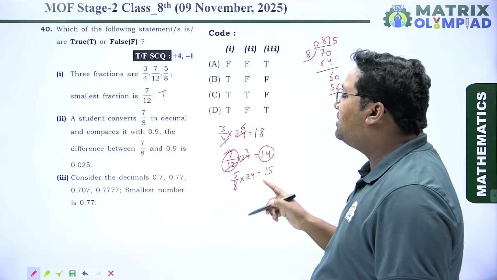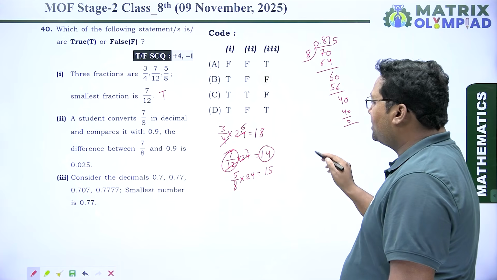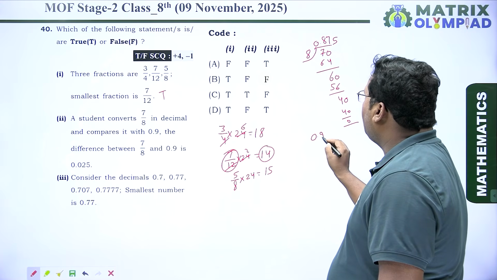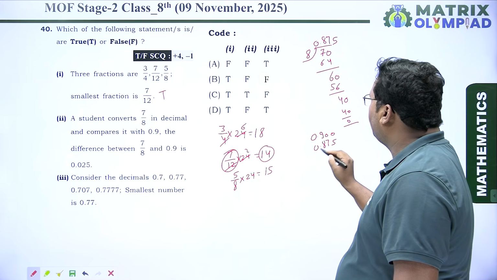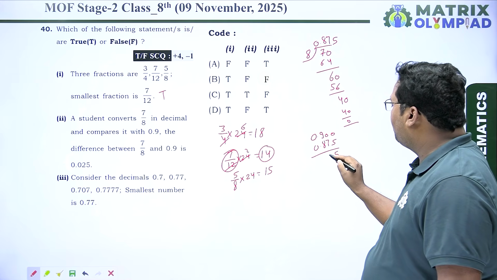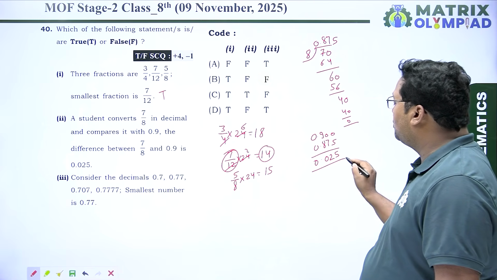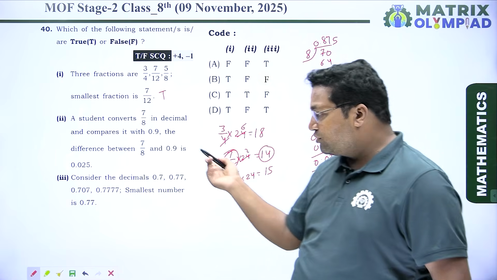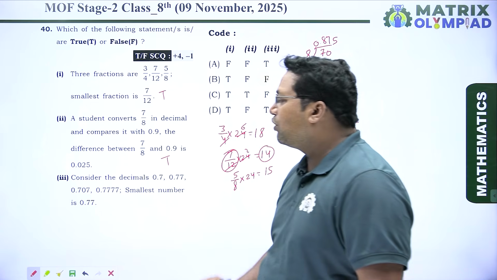The difference between 7 by 8 and 0.9 is 0.025. So let's check. 0.900 minus 0.875. Here we can take a borrow. So 10 minus 5 is 5. 9 minus 7 is 2. 8 minus 8 is 0. So it is 0.025, which is also what is given, 0.025. So it means the second statement is also a true statement.